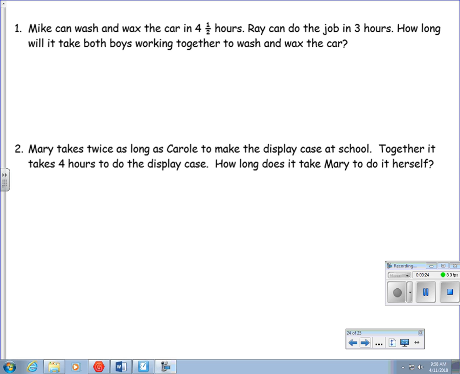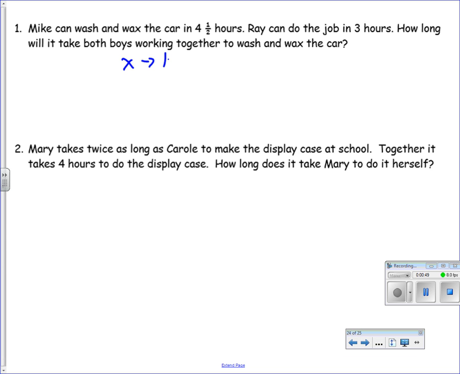So anyways, what you have are things that are making one kind of unit. Here we're looking at Mike washing a car compared to Ray washing a car, but they're still washing the same car, okay? A lot of times when you set these up, there's a certain kind of approach that works really well. So right now we're going to have X represent the time it takes together to wax and wash the car. So Mike's time plus Ray's time, together they'll work on one car.